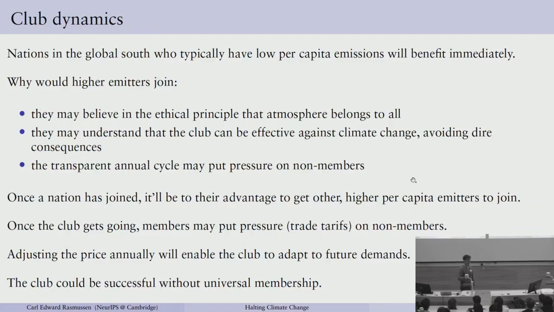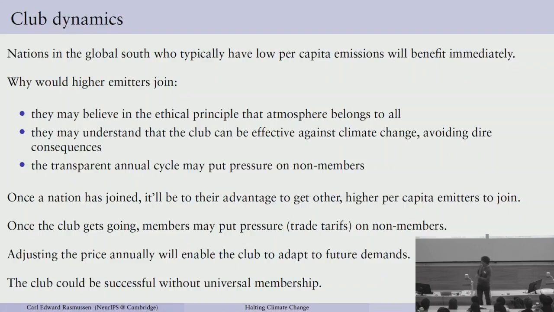Of course, once a nation has joined, it'll be in that nation's interest to get other more polluting nations to join, right? So there'll be a pressure. Once you're in the club, you want the club to grow. I also think that if this club actually took off and a substantial number of countries were members, then presumably they would start putting other types of pressure on countries that weren't members, such as trade barriers. They might say, we will put tariffs on importing goods from your countries if you are refusing to play by the rules of this club. So you could have other types of pressures as well.